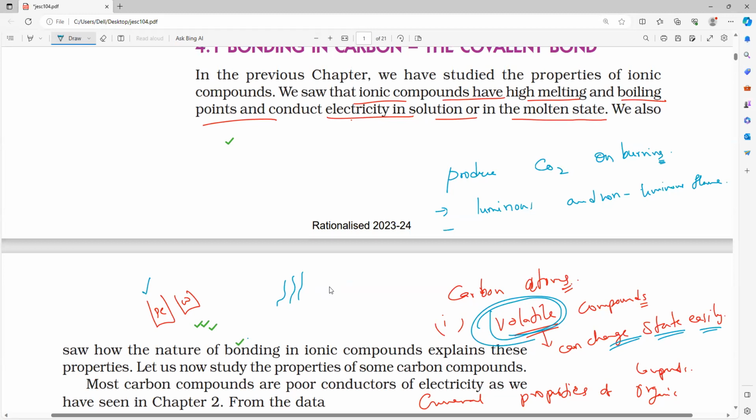Clear? And majority of the organic compounds, remember, majority of organic compounds are derived from hydrocarbons. Note it, everybody. Organic compounds derived from hydrocarbons.